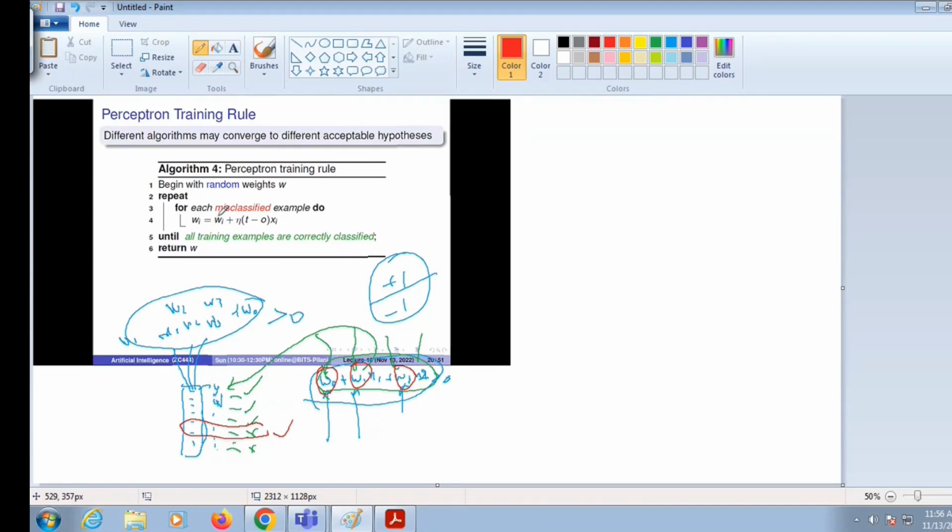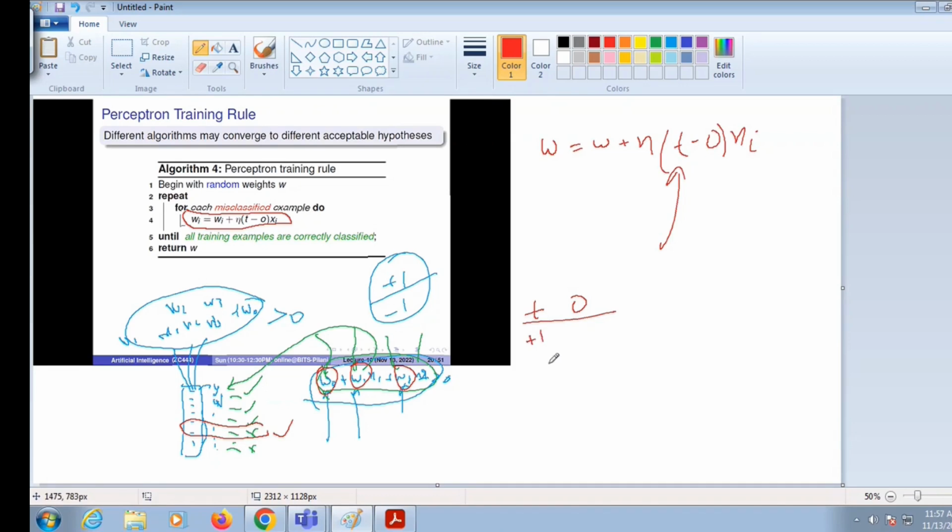The formula is this: for the misclassified example, you change the values in this particular way. The weight is equal to weight plus eta times (target minus output) times xi. This is the formula. What is this formula? What is target? Target means what you want. Let's assume what the target and the output are.